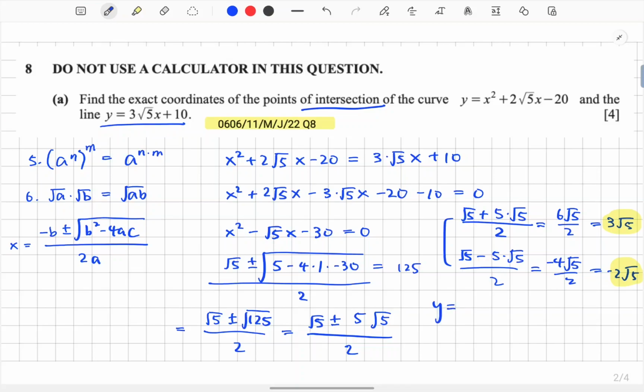The first y value, so first we'll put down the 3 times root 5 here, and we'll put down our first x value, it is 3 root 5, the same. Then plus 10, and this is 55. The second y coordinate will be 3 times root 5 times the second x value, this is negative 2 times root 5, plus 10, and this is negative 20. So here we have our 4 solutions.